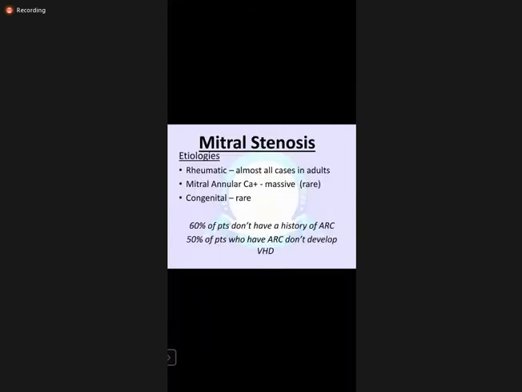In mitral stenosis, there is an obstruction to the blood flow across the valve. So what are the causes? Mostly mitral stenosis is because of rheumatic heart disease. But it can also be because of mitral annular calcification, or it can be because of congenital heart disease.